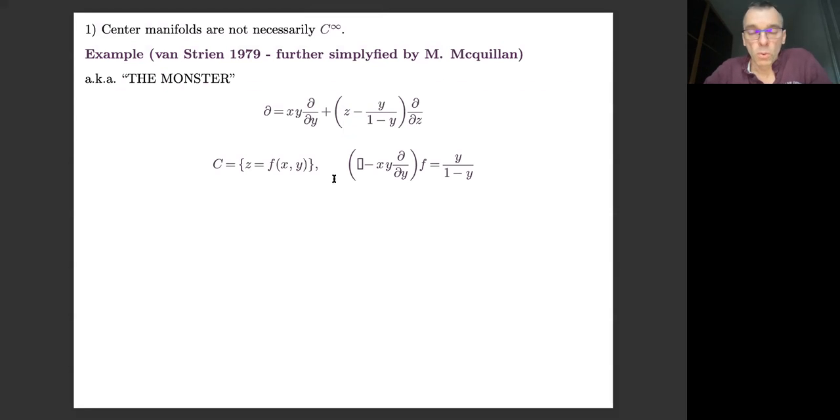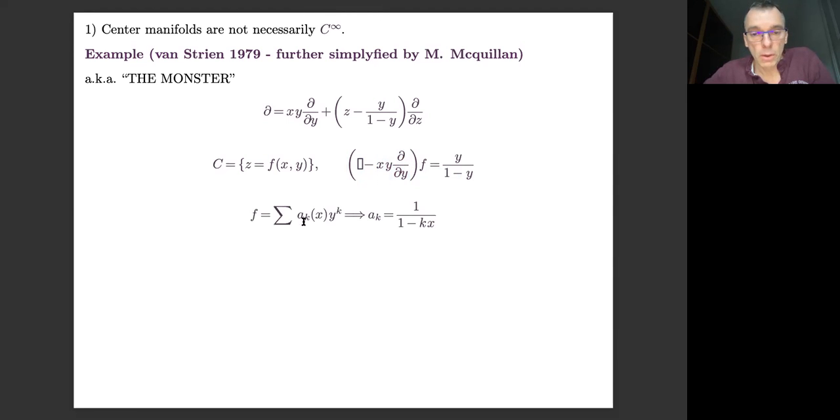When I try to find an invariant surface, I'm just writing the equation that delta applied to z minus f should be in the ideal generated by z minus f. And this gives you a partial differential equation of this type: (1 minus xy) times d/dy of f equals this expression here. So this is a partial differential equation for f.